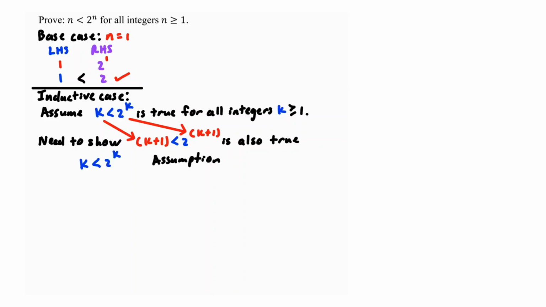We need to manipulate this in some way so it looks like what we need to show. We're going to do this by multiplying both sides by 2, and then simplify to get 2k is less than 2 to the power k plus 1. So we have the 2 to the power k plus 1, now we need a k plus 1, but we have 2k. Alright, so let's take a little side note.